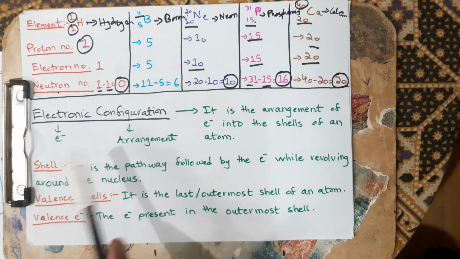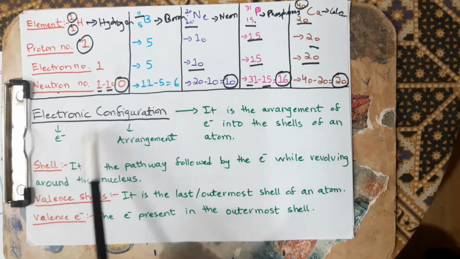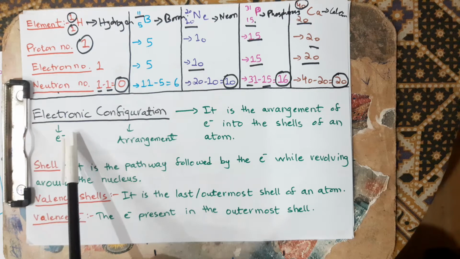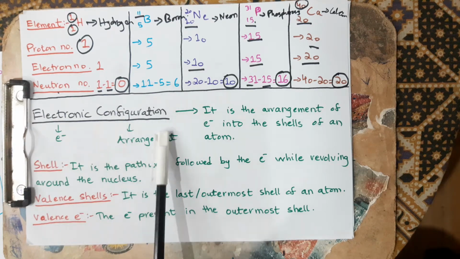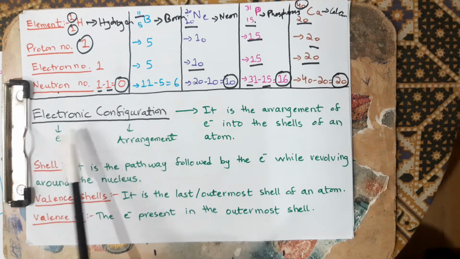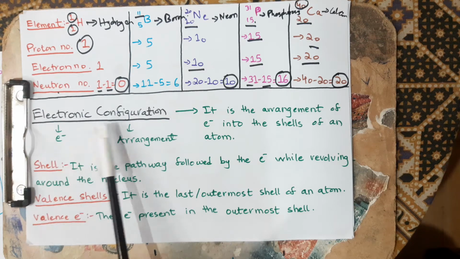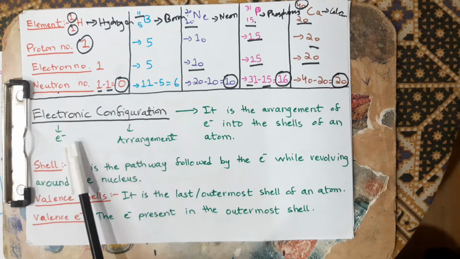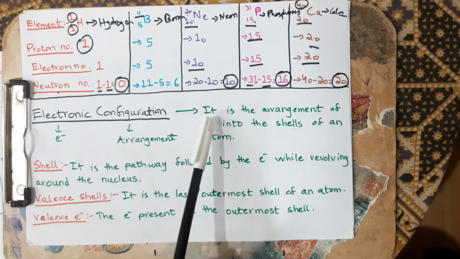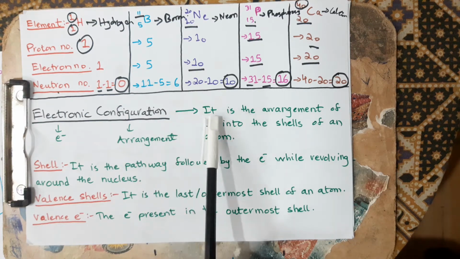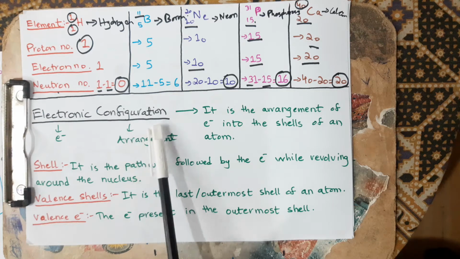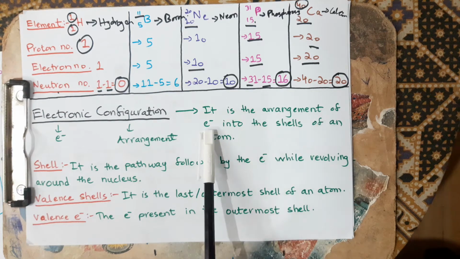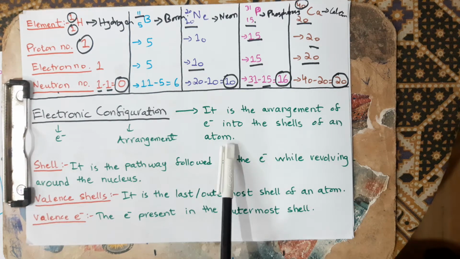So moving on, now we'll look at the topic electronic configuration. What is electronic configuration? From electronic you can derive electron, and configuration means arrangement. So electron arrangement. So what does it actually mean? It means that electronic configuration is the arrangement of electrons into the shells of an atom.